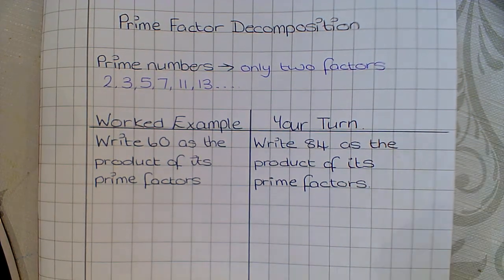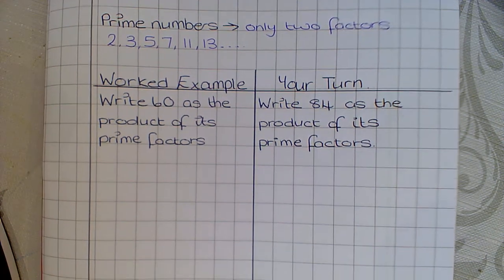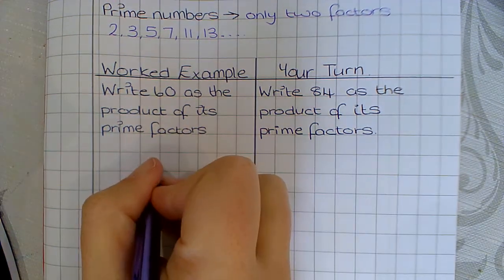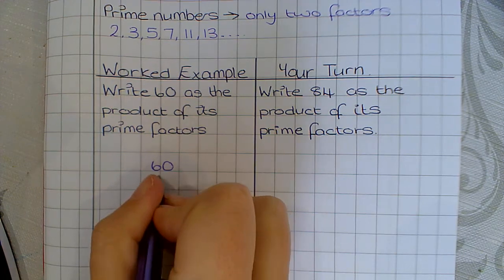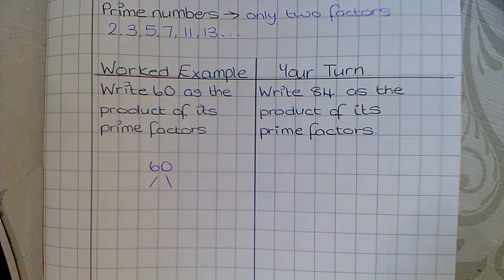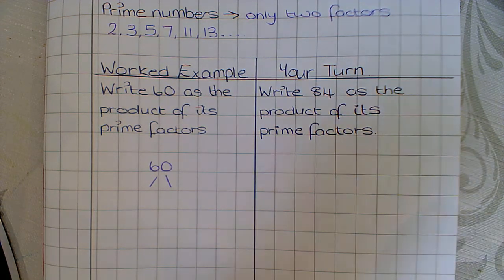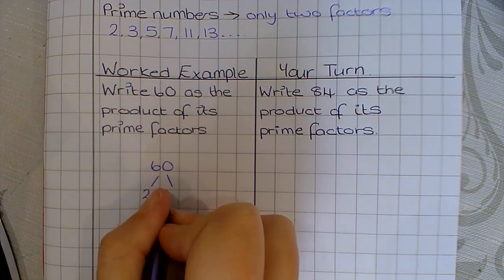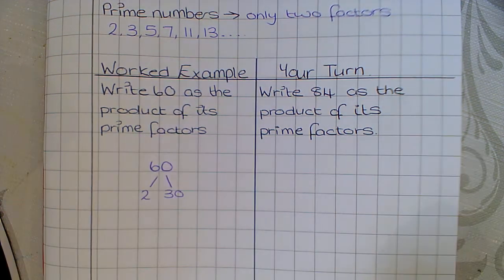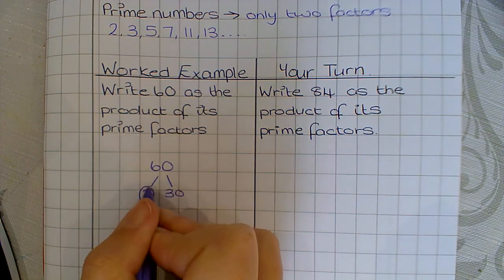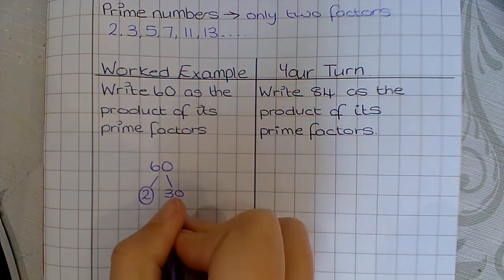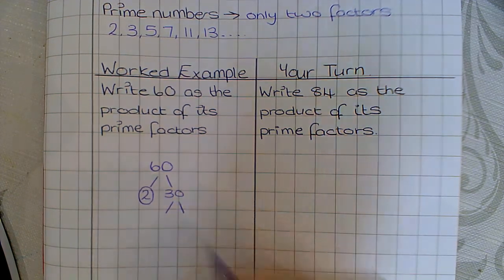So our worked example here says write 60 as the product of its prime factors. So we'll go through the workings out and discuss what the answer looks like. So we start here with the number 60, the number from the question. We then have to think of some multiplication facts that give us 60. So we could use 2 multiplied by 30. Anytime we see a prime number come up, we have to put a circle around it, and that branch on the diagram stops. The other numbers we need to continue with.